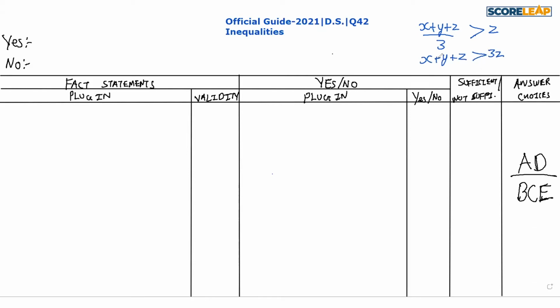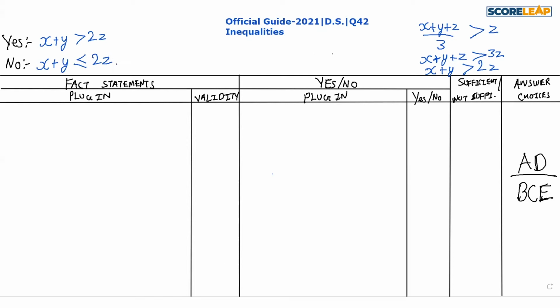If we simplify it further, z can be subtracted from both sides without changing the inequality sign. Is x plus y greater than 2z? This is the question, and it is a yes or no type of data sufficiency question. So we have to define yes and no first. Yes is x plus y greater than 2z, and no is x plus y less than or equal to 2z. I have already drawn the yes or no table.